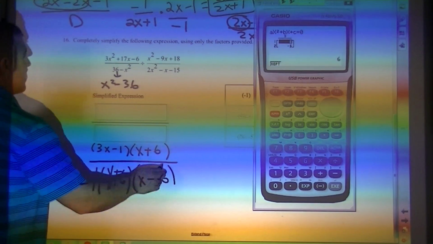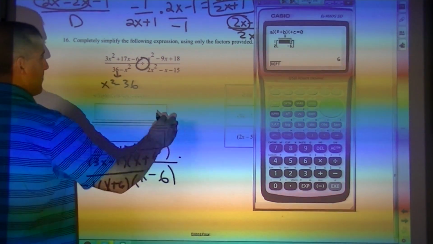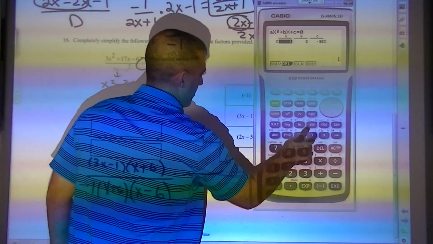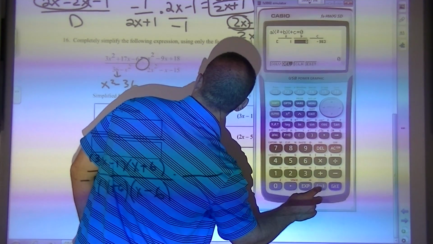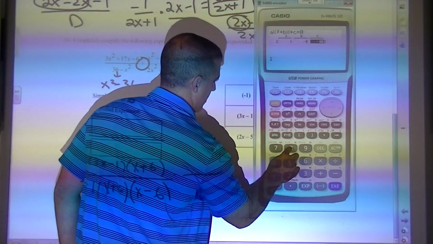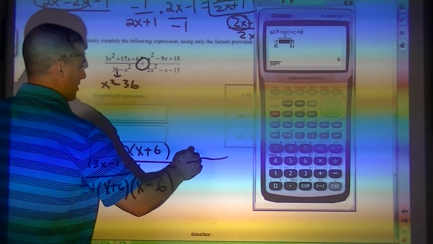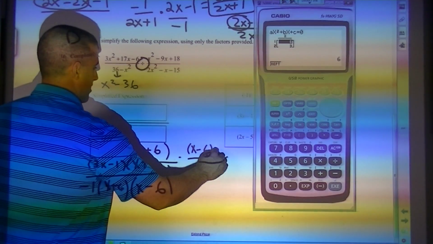Once again, since I have division, that means I'm going to flip these around. So when I do equal for that first one, negative 9, 18. I got x minus 6, x plus 6, or x minus 6, x minus 3.